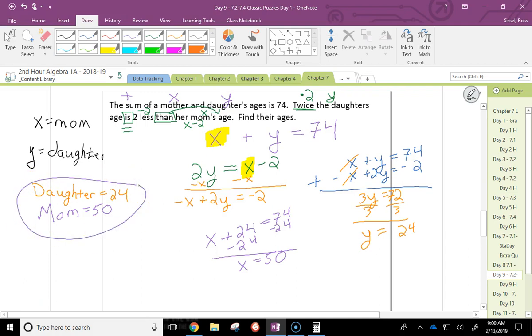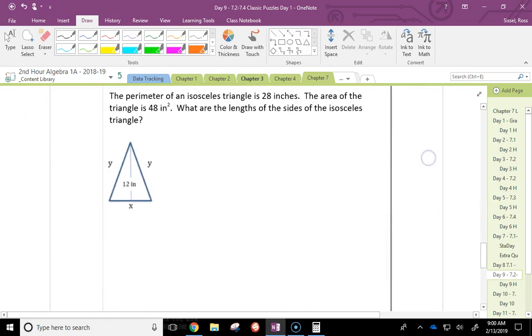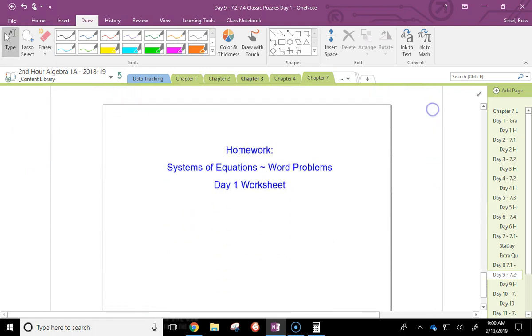Okay? Now, let's see if we did this right. The mom and daughter, if they're 24 and 50, if I add their ages, 24 plus 50 is 74. Twice the daughter's age, 24 times 2 is 48. Is 48 2 less than her mom's age? Yes. If mom's 50, 2 less than 50 is 50 minus 2, which is 48.